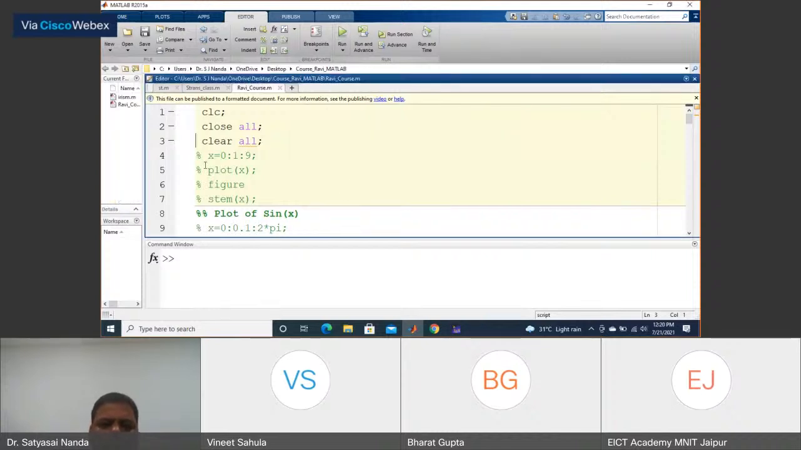Fine, our things are running. So what I will do, I will tell you how to plot simple graphs, curves, and create your own things in MATLAB. So this is a simple vector. X is equal to 0 to 9 with an increment of 1, and we have to plot this particular thing. So I have run this particular one.